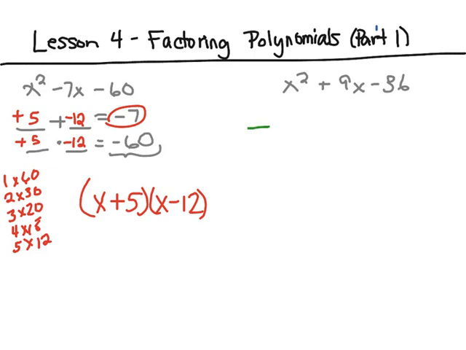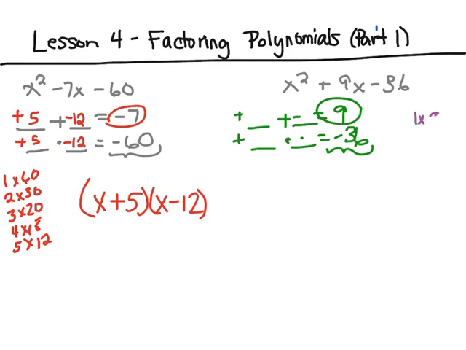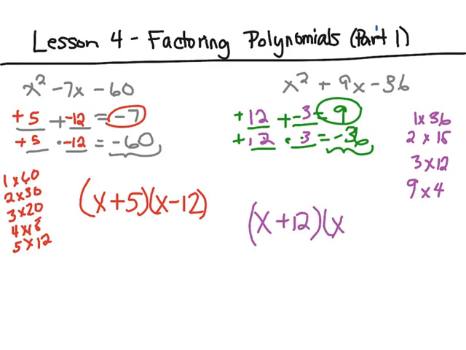For D, we have blank plus blank equals 9, and blank times blank equals negative 36. And again, because this is a negative, we need a positive and a negative. But this time, our positive number has to be bigger. So we have 1 times 36, 2 times 18, 3 times 12, 9 times 4. So 12 minus 3 is 9, so positive 12 and negative 3. So we will have x plus 12, x minus 3 as our final factored polynomial.